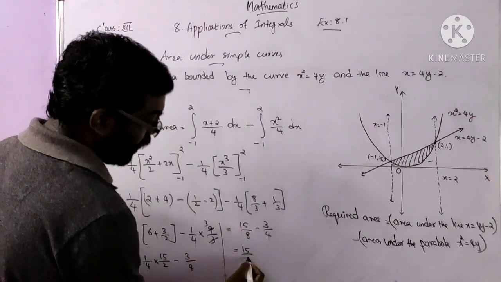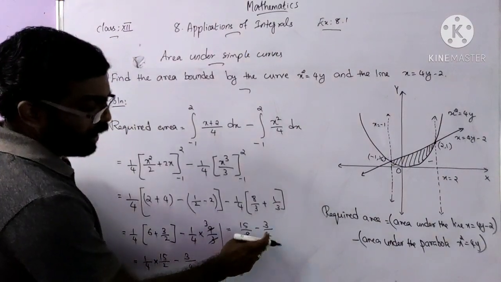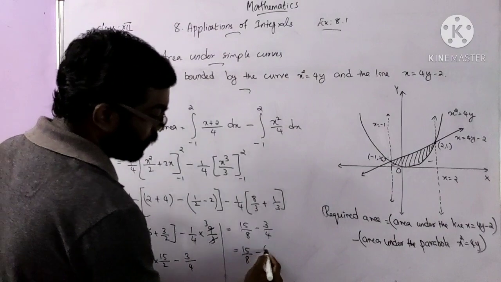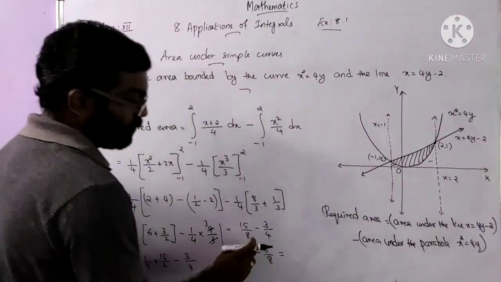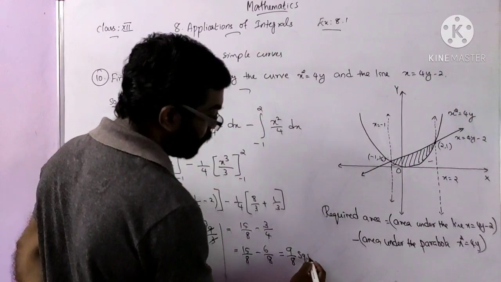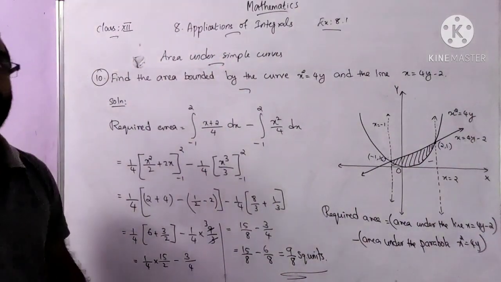So 15 by 8 minus, in order to make the denominator 8, we can multiply both numerator and denominator by 2. So 6 by 8. 15 minus 6 is 9. So 9 by 8 square units. So the required area is 9 by 8 square units.